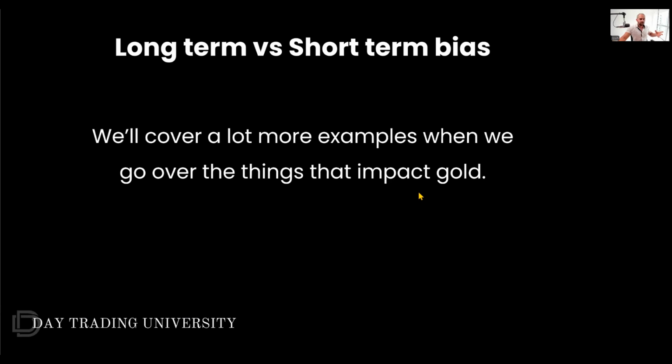We're going to cover a lot more examples when we go over the things that impact gold. Like I said, there's 7 or 8 different things that I'm going to talk about and touch on that impact gold. And we will talk about short-term, long-term bias, and we'll make this come full circle. But understand that's what you want to know first. If you're looking to trade gold, how do you trade something if you don't know if it should be bullish or bearish, or if you're looking for buys or sells? This is how you capitalize on the right opportunities.